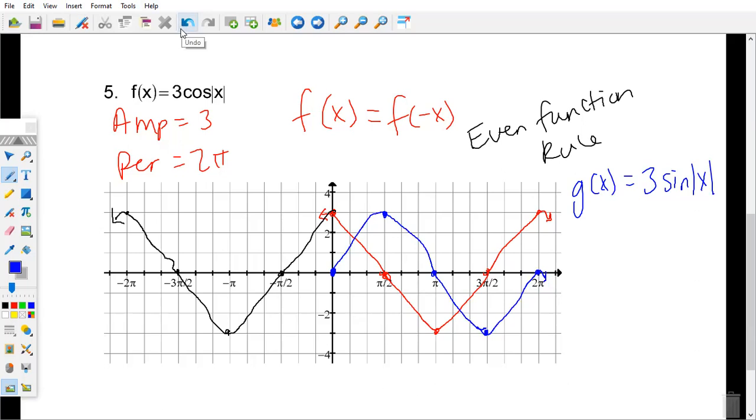What kind of function is sine? It's odd. When you're taking the absolute value of x, it's going to turn an odd function into an even function. So instead of it doing the opposite behavior, it's going to mimic on the other side. So it reflects exactly. Look at you. Good job.